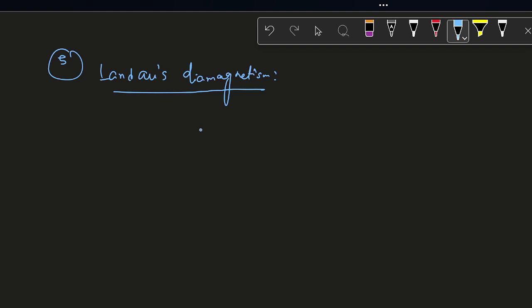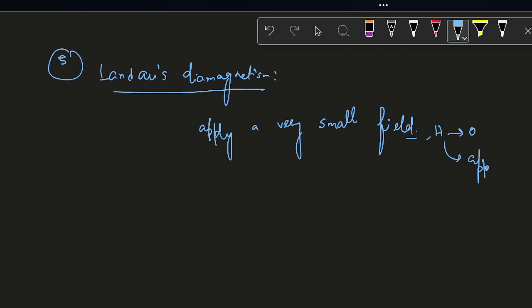So let's say you apply a very small field, because whenever you are applying a field, the moments are oriented in the anti-parallel direction of the field. So that is about diamagnetism. So you apply a very small field just to make the change. So very small field, as if H is tending to 0, where H is your applied field.